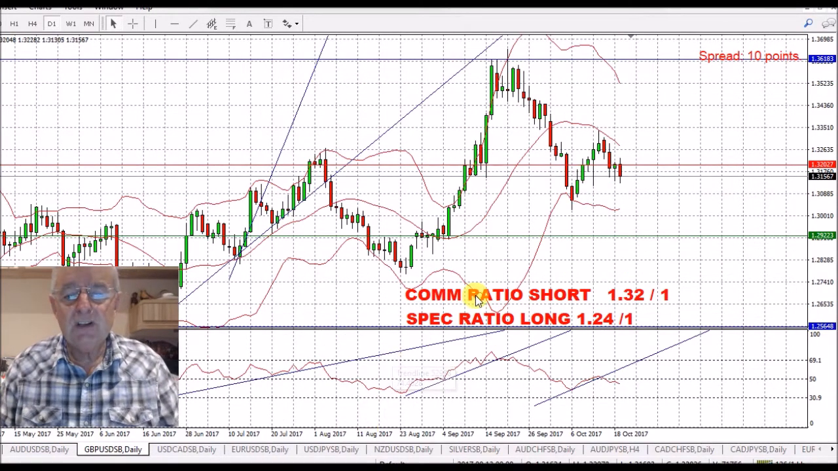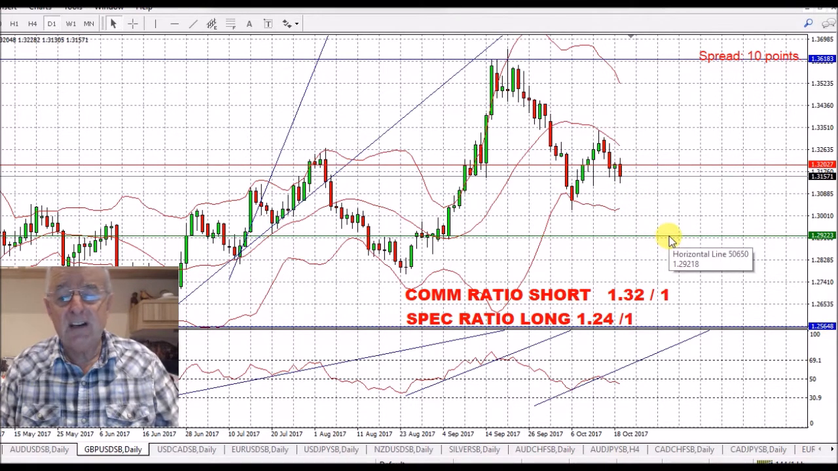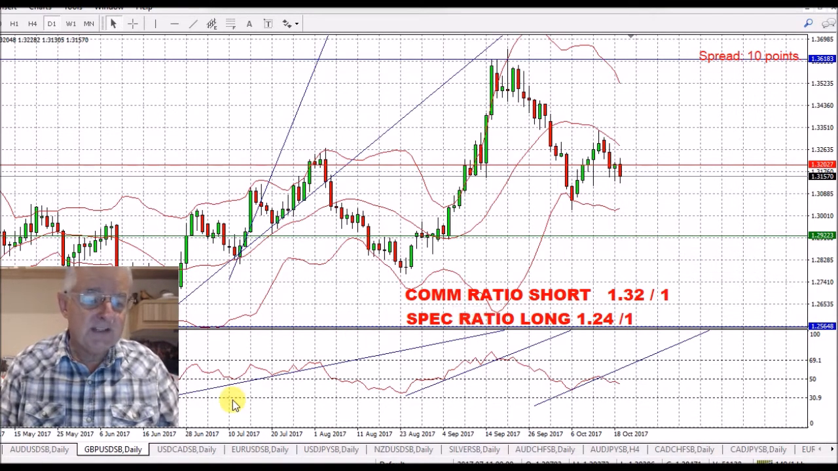This is the pound USD. As I said yesterday, I'm expecting this to follow through short. We've got below the 132 mark there. I'm expecting it to follow on through. I'm expecting it to go down to the 129, which is like weekly support. So we'll see how that goes.